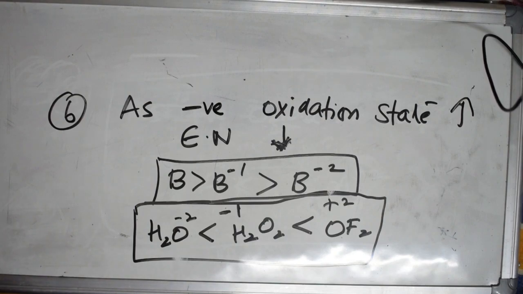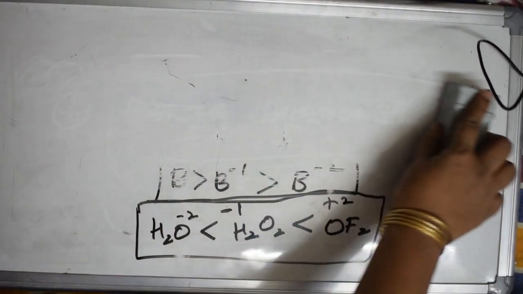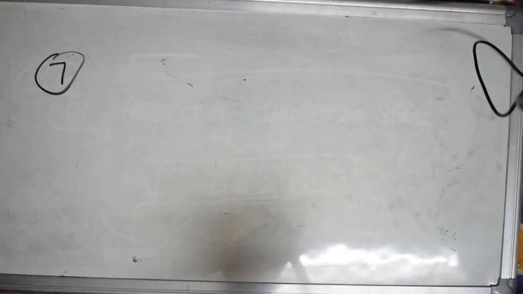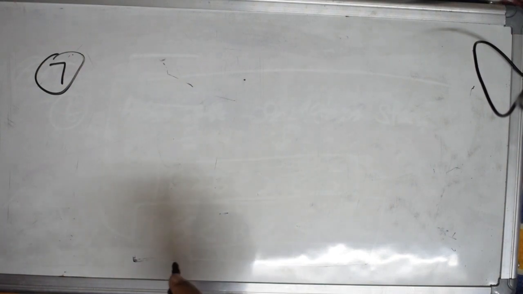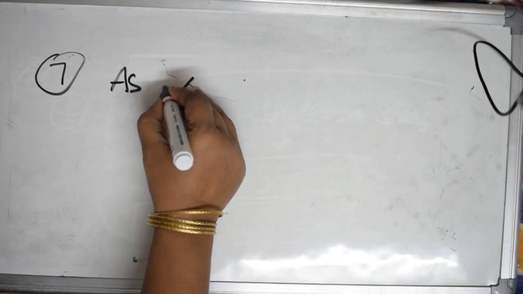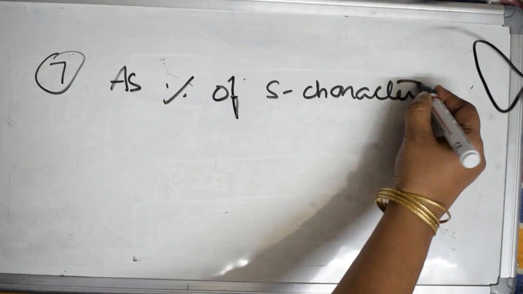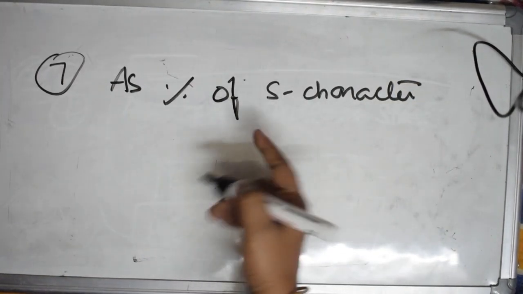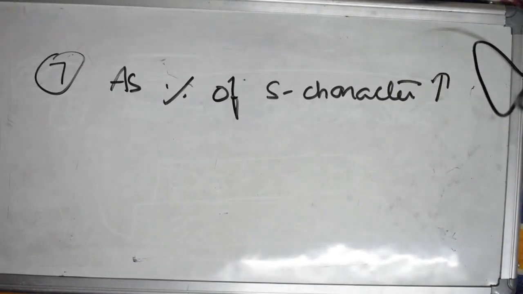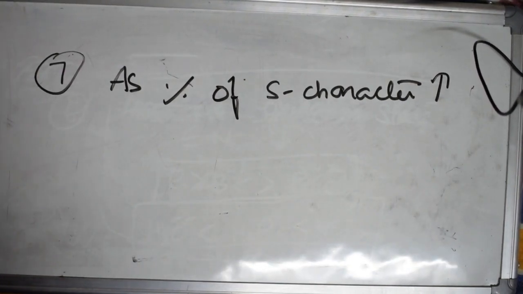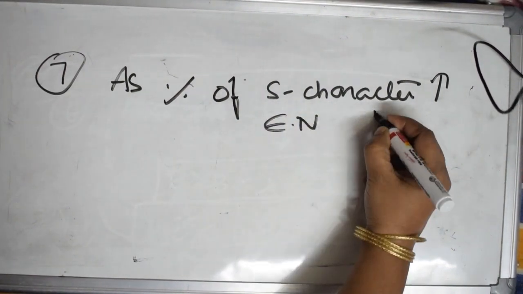Now let's come back and do the next, that is the 7th trick, which is very important for you. Here you need to remember one more important thing in terms of S character and electronegativity. S character we have studied in hybridization, isn't it? So if the percentage of S character increases, what should you remember? As the percentage of S character increases, the electronegativity also increases.